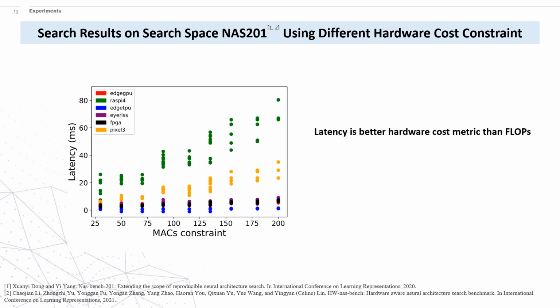Here we show the different hardware latencies of the architecture search when flops is used as the hardware cost constraint. As seen in the figure, hardware latencies of some architectures with lower flops is higher than the hardware latencies of some architectures with higher flops. This shows that the flop is not a good indicator of the hardware cost.